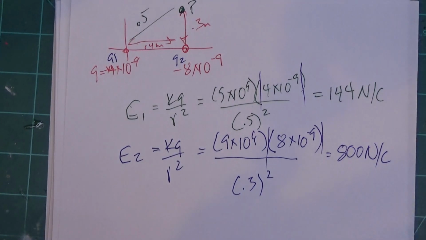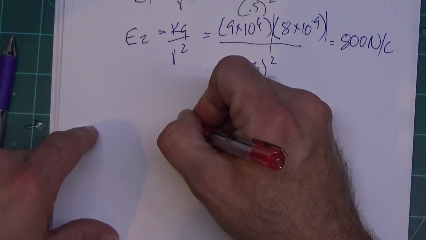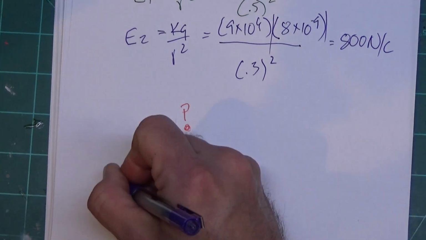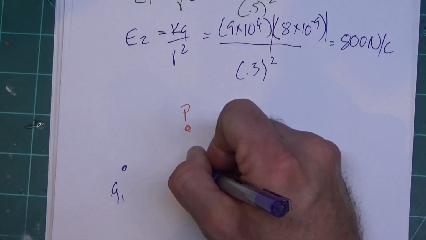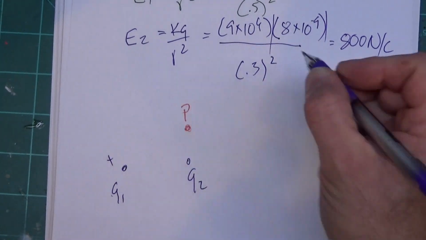Okay, so I got my magnitudes. So what I'm going to do now is draw my free body so I can figure out what's going on at point P. Here's point P. I have Q1 over here, and I have Q2 over here. Now, Q1 is positive, so we have a positive charge over here.